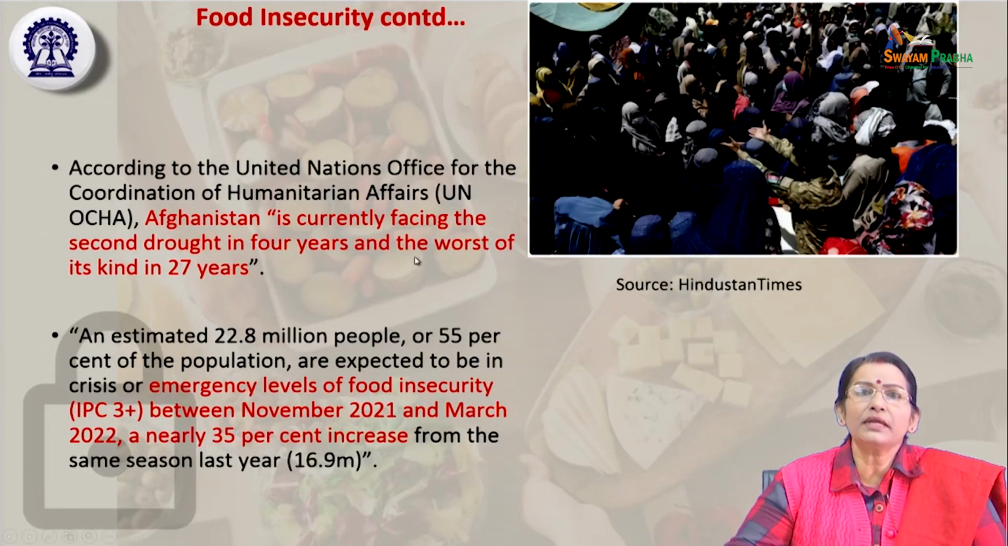Some of the cases we can discuss, for example, 27 years back, Afghanistan was also facing a similar kind of drought. Even in India, we have faced similar situations in the past, when we go back in history. You can see here the emergency level of food insecurity between November 21 and March 22, a nearly 35% increase from the same season. This is the present status of food insecurity in India.